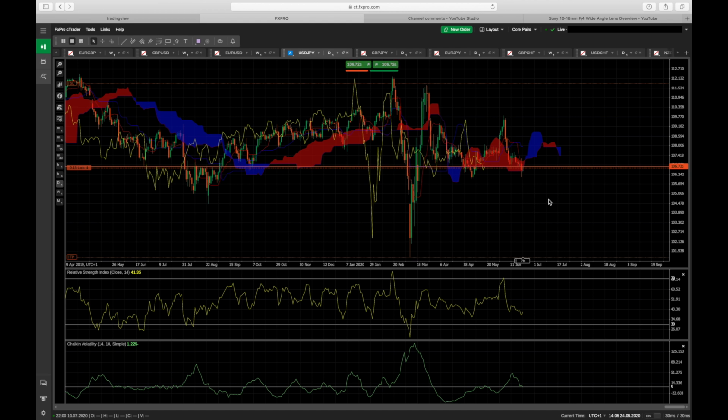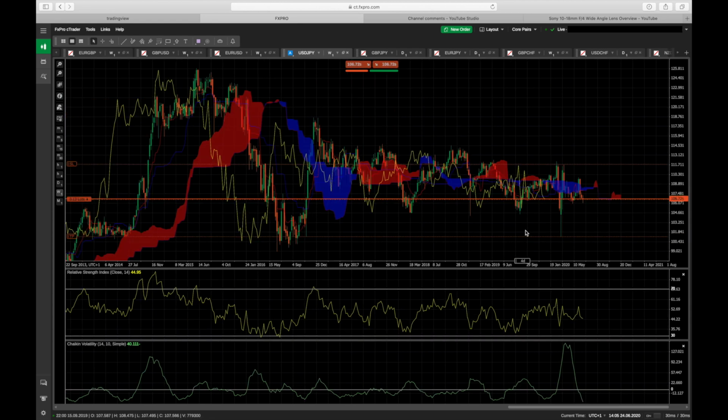This fits within my strategy of this pair breaking below the cloud here at 105 and heading to the lows. So hence why I've opened a position on this. I've got my take profit at the 101.180 level, but I can see it going lower than that.